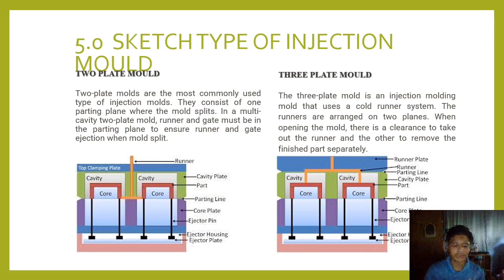Sketch type of injection mold. Two-plate mold and three-plate mold. Two-plate molds are the most commonly used type of injection mold. They consist of one parting plane where the mold splits. In a multi-cavity two-plate mold, the runner and gate must be in the parting plane to ensure the runner and gate's ejection when the mold splits. A three-plate mold is an injection molding mold that uses a cold runner system. The runners are arranged on two planes. When opening the mold, there is a clearance to take out the runner and another to remove the finished part separately.